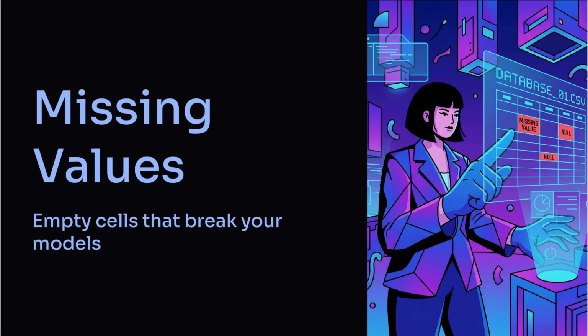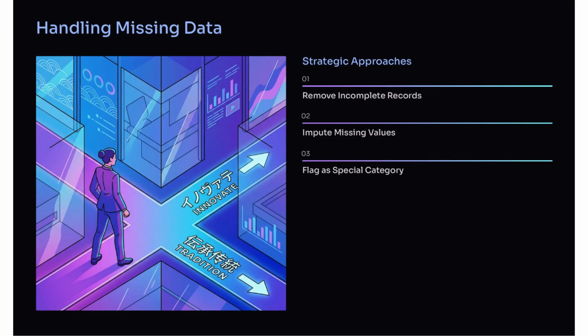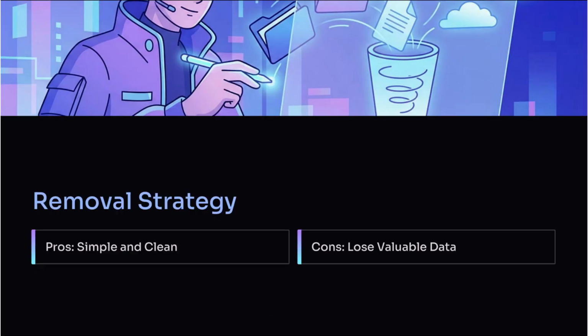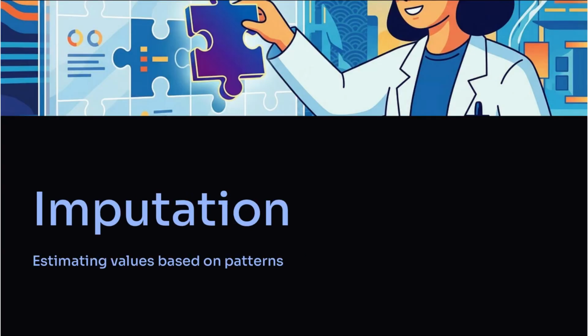Not all missing data is the same. Sometimes values are missing randomly, while other times absence itself carries meaning. One approach to missing data is removal. Rows or columns with missing values may be discarded when loss is acceptable. Another approach is imputation, where missing values are estimated using averages, models, or domain rules. Imputation introduces assumptions. Poor assumptions can distort patterns and mislead learning.